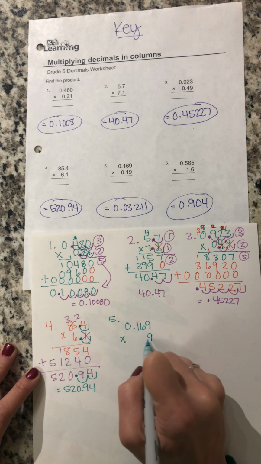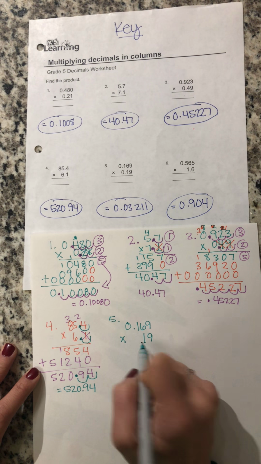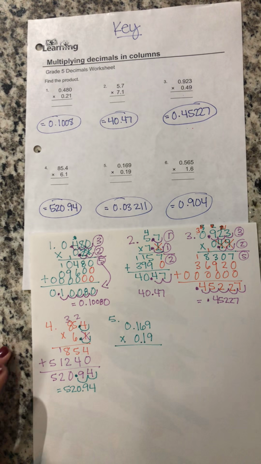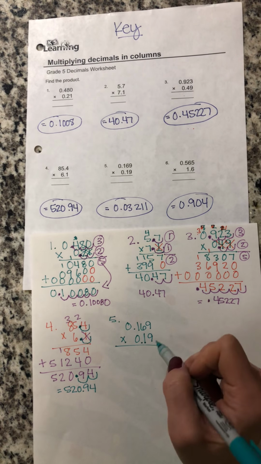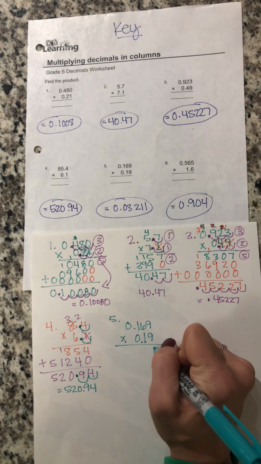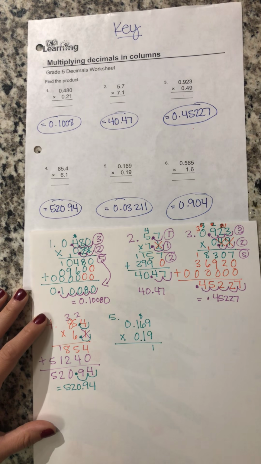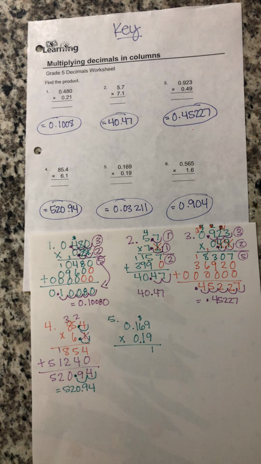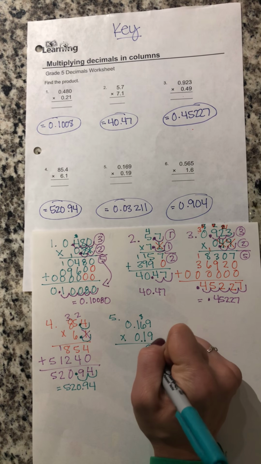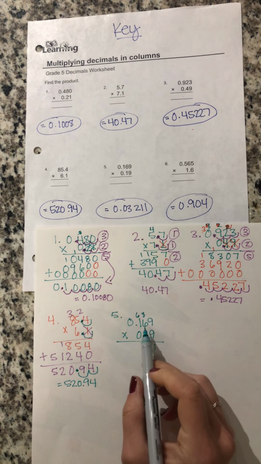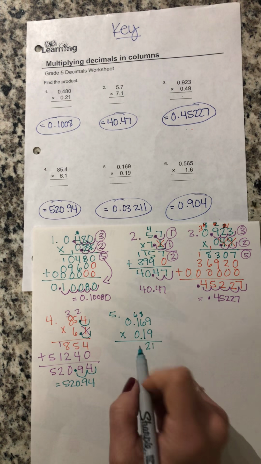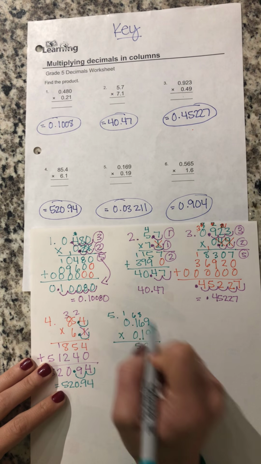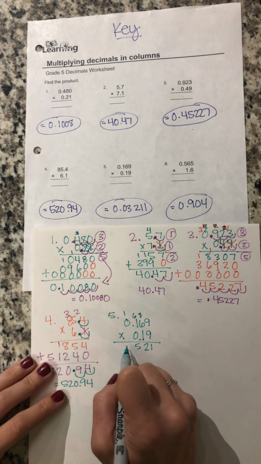Remember, we line up the digits. A little decimal just kind of fits in. All right, let's get started. 9 times 9 is 81. 9 times 6 is 54. Plus 8 is 62. 9 times 1 is 9, plus 6 is 15. 9 times 0 is 0, plus 1 is 1.